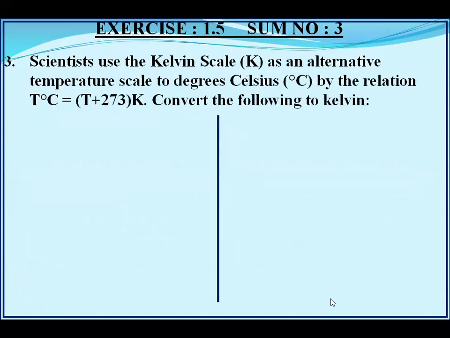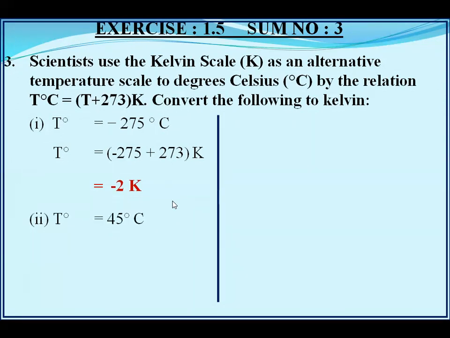Scientists use the Kelvin scale as an alternative temperature scale to degrees Celsius by the relationship: T degrees Celsius, that's the temperature given, is equal to T plus 273 Kelvin. So to convert the temperature into Kelvin, you have to add 273 to it. Now convert the following to Kelvin. The first one, T is minus 275 degrees Celsius. So to convert into Kelvin, you have to add 273 to minus 275. So T plus 273 K gives you minus 2 Kelvin.